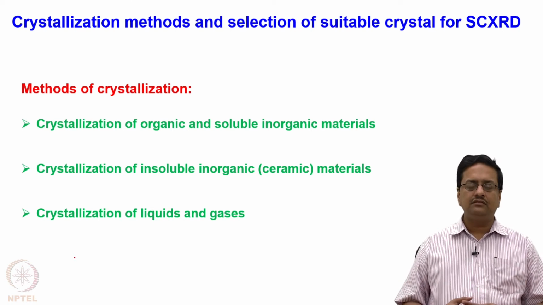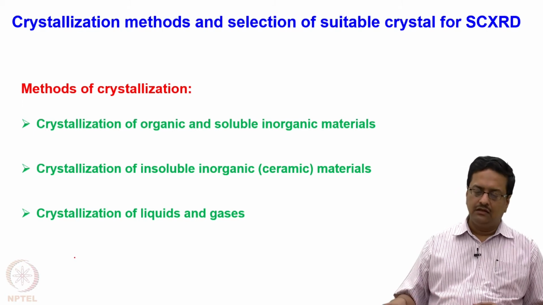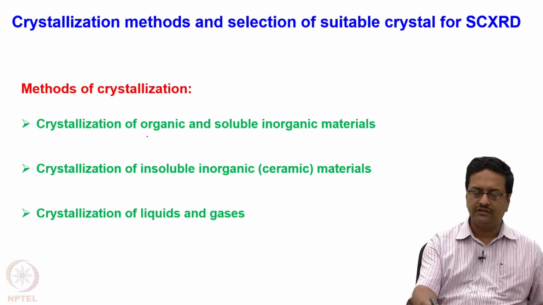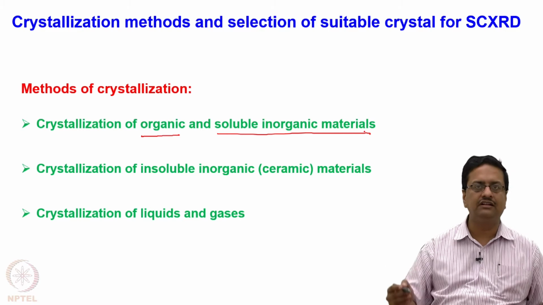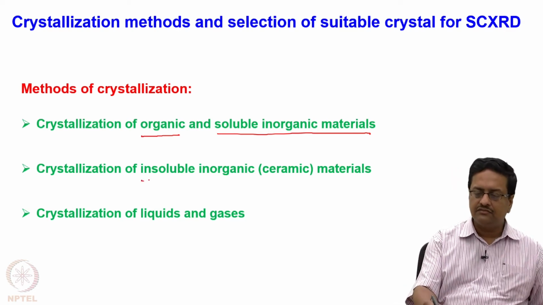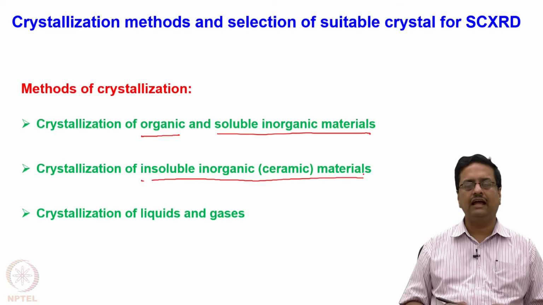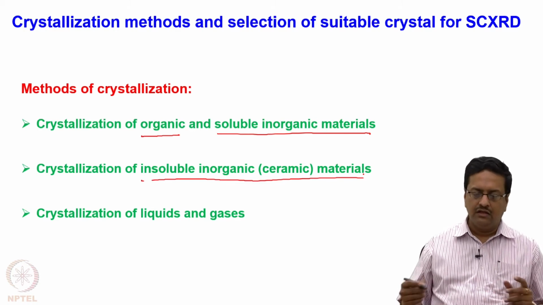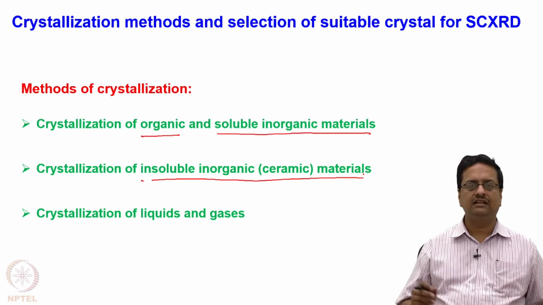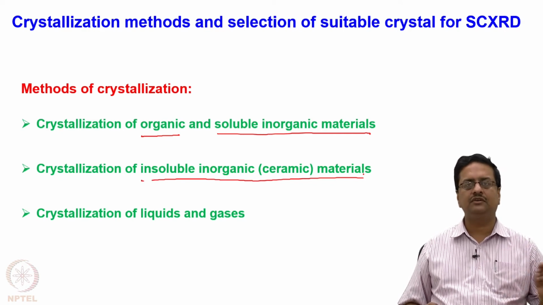In general, when we deal with different types of materials in the lab, we have different methods to apply for different types of compounds that we encounter in the lab. In most labs, we encounter organic and soluble inorganic materials which can be crystallized using a particular type of method. In some cases, we are trying to generate insoluble inorganic ceramic materials, or materials which can be crystallized from a solution, but then the compound form does not dissolve in any solvent. And then we can try to crystallize materials which are liquids or gases at ambient conditions. So let us one by one see how these different types of materials can be crystallized.